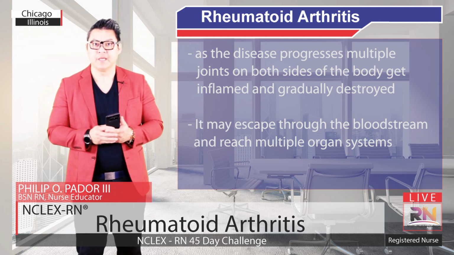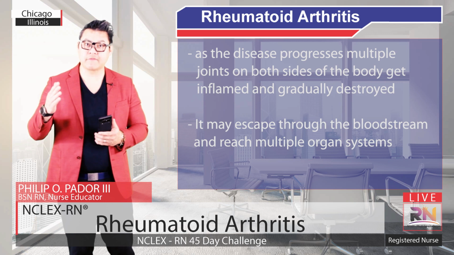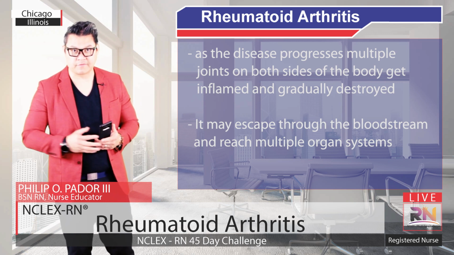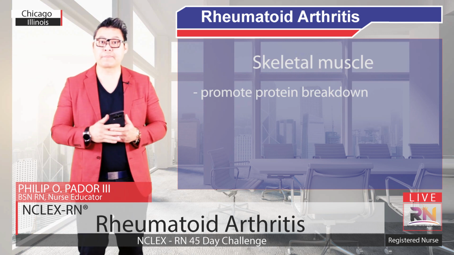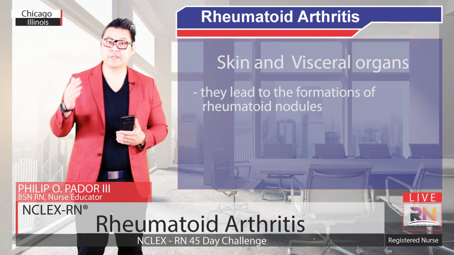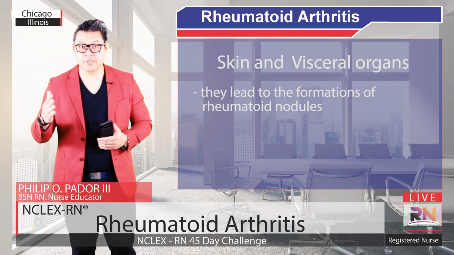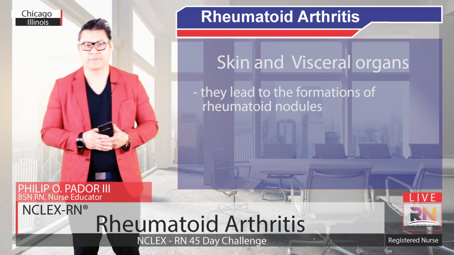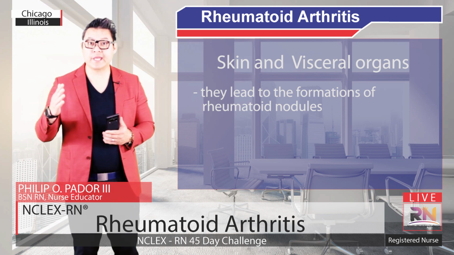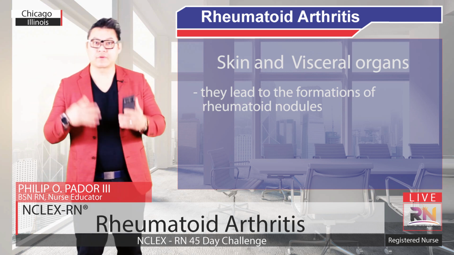For example, interleukin-1 or 6 travels to the brain where they act as pyrogens, producing fevers. In skeletal muscles, they promote protein breakdown. And in the skin, as well as the visceral organs, they lead to the formation of rheumatoid nodules, which are round-shaped collections of macrophages and lymphocytes, with a central area of necrosis, or tissue death.